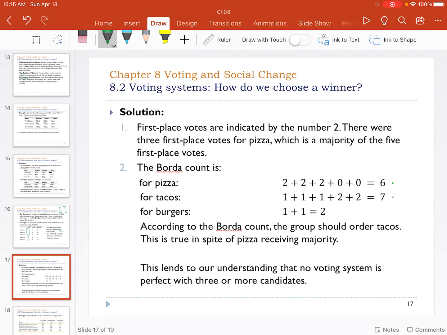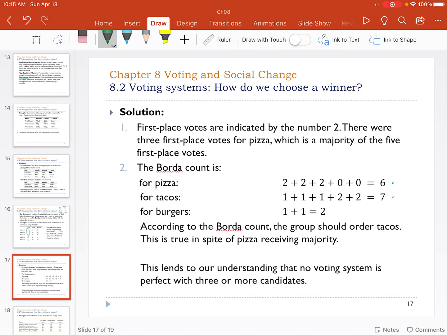And let's not even think about burgers. They didn't do well at all, only 2 points. So according to the Borda count, another person who got his name on a mathematical principle, the group should order tacos. This is true despite pizza receiving a majority, because you got everybody's at least second choice in. And that's good.